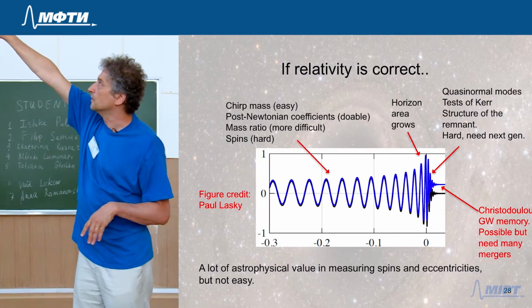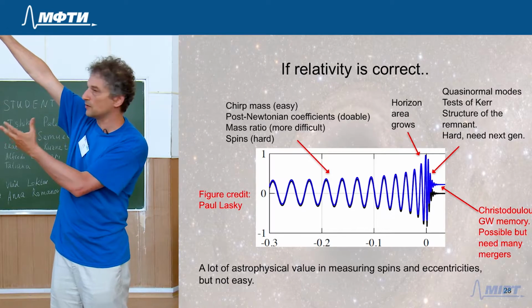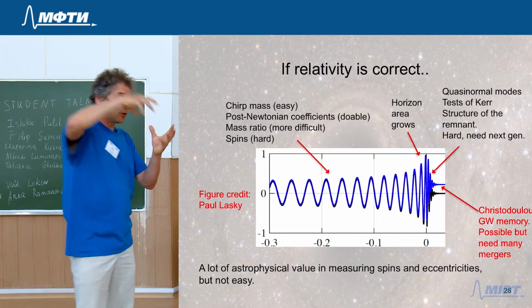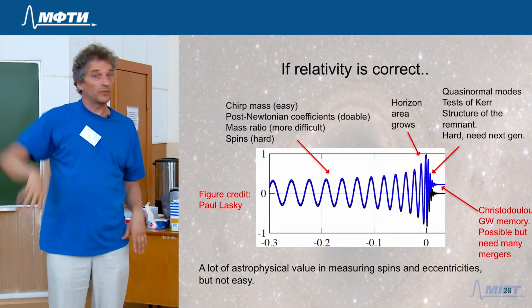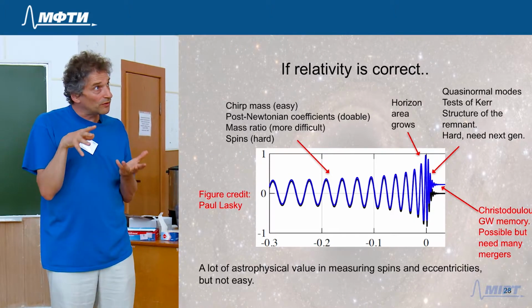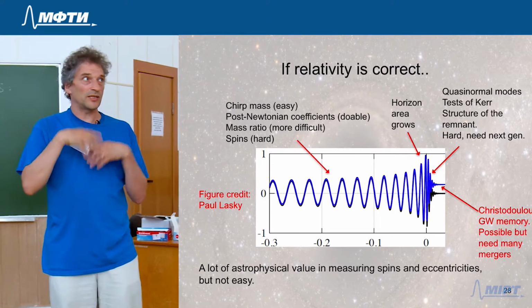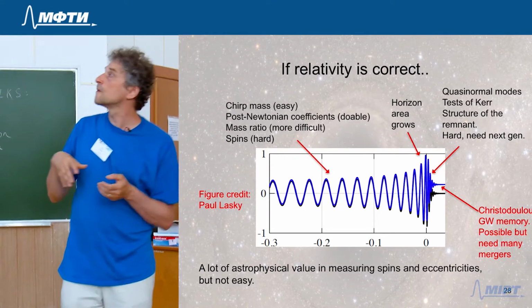what the horizon, so during the merger stage, the total horizon area grows according to the Hawking theorem. The total horizon area has to always grow in the same way as entropy always grows.